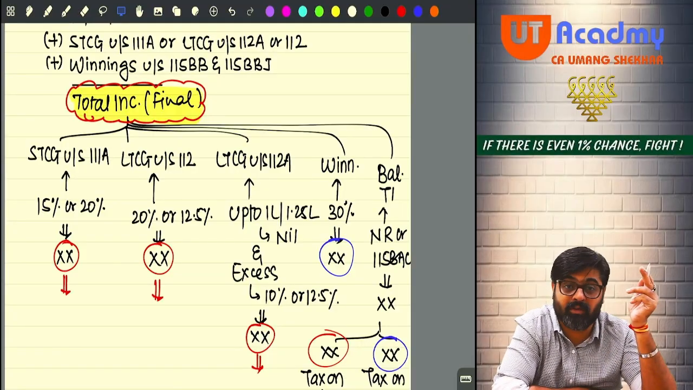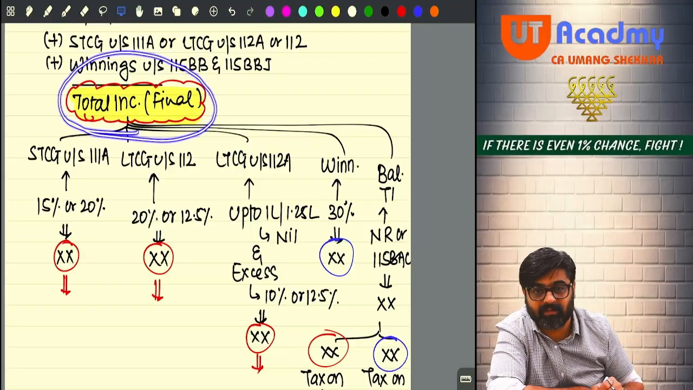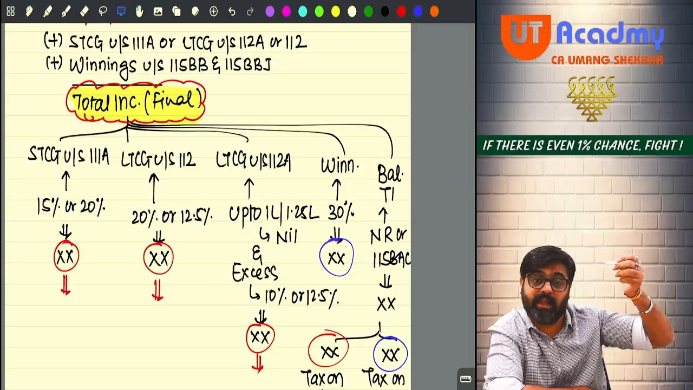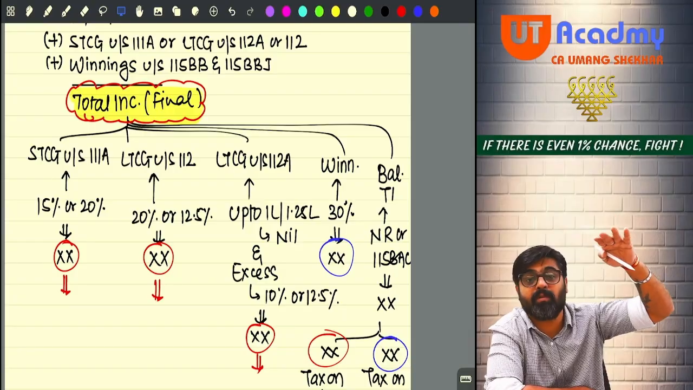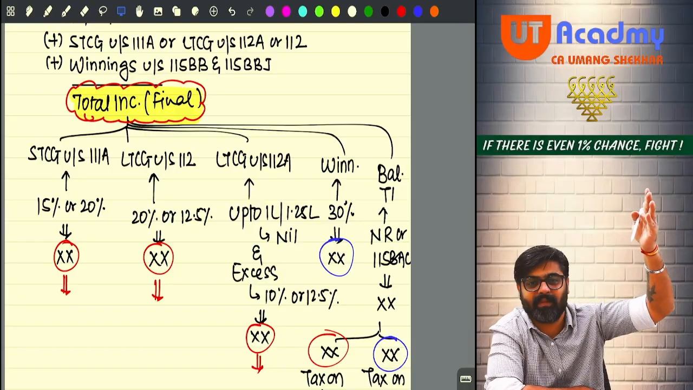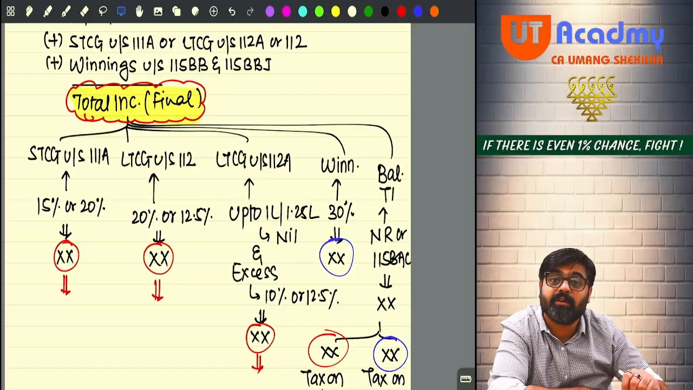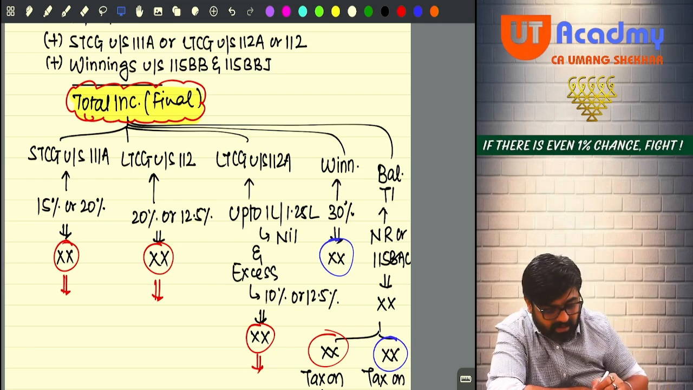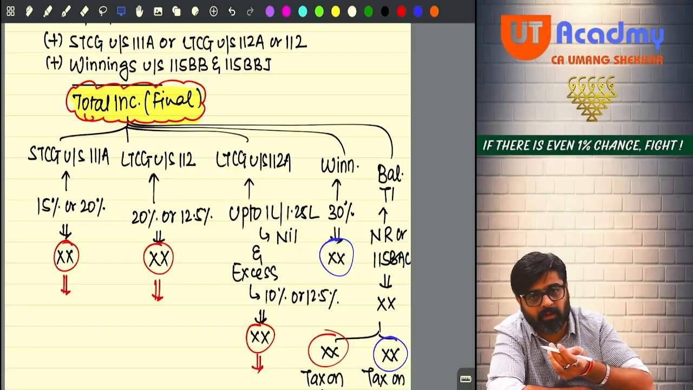If I follow 115BAC, then I have to check this total income to be 7 lakhs. Under 115BAC, rebate is available even if my total income is more than 5 lakhs. Yes or no? But it should not be more than 7 lakhs. And the amount of rebate there is 25,000 rupees. So whenever I check my total income now, it should be 5 lakh or less if I am not following 115BAC.